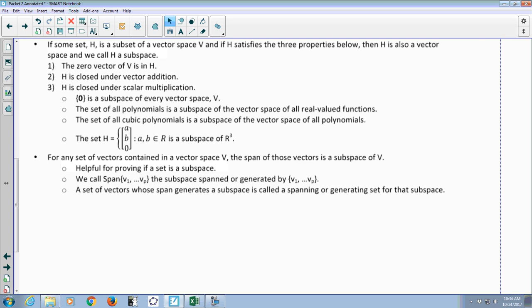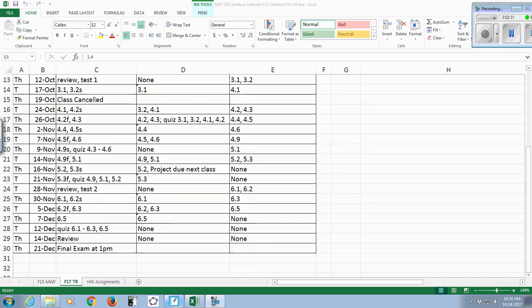Okay, so closure under addition means if you have 2 elements in the space, when you add them together, you get another element in the space. And closure under scalar multiplication means if you have an element in the space and you scale it by a scalar, then the result is still in the space. So we'll do several examples to try to make this clearer.